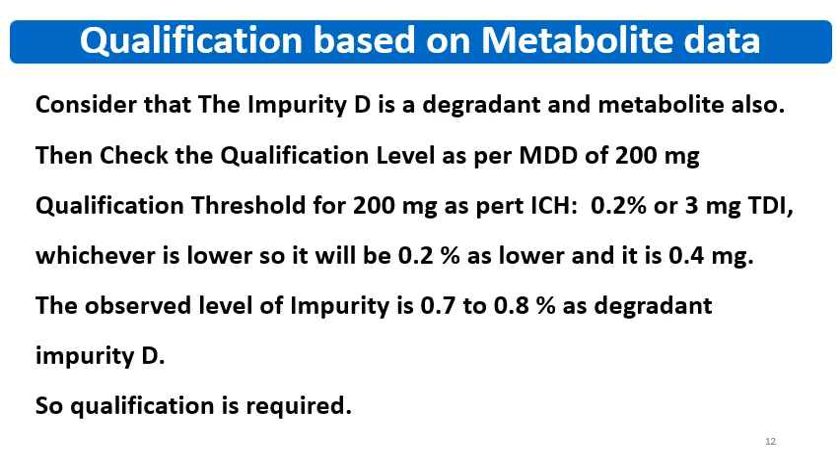TDI, whichever is lower. So it will be 0.2% as the qualification limit as it is lower, and in mg it will be 0.4 mg. 0.2% of 200 mg will become 0.4 mg. The observed level of impurity in the formulation is 0.7% to 0.8% as degradant impurity D. Since this impurity is observed in the formulation at 0.7 to 0.8%, it is crossing the qualification level, and now its qualification is required.